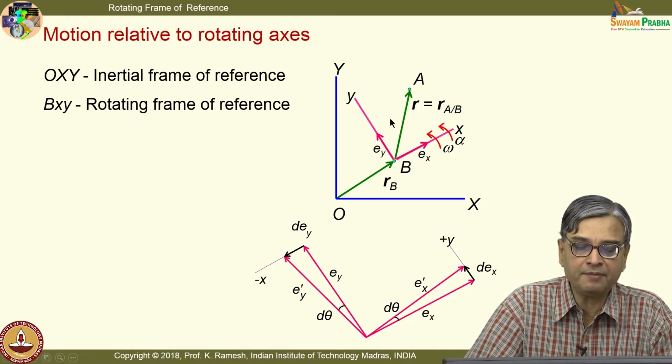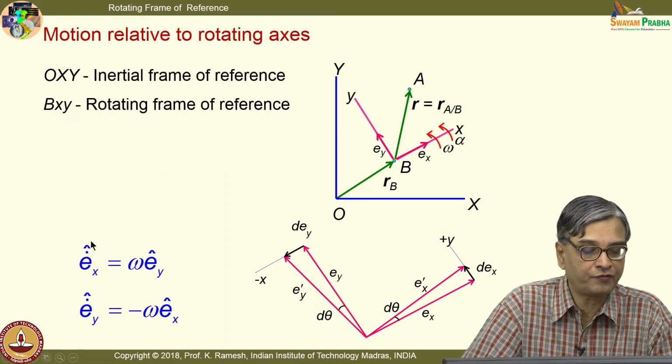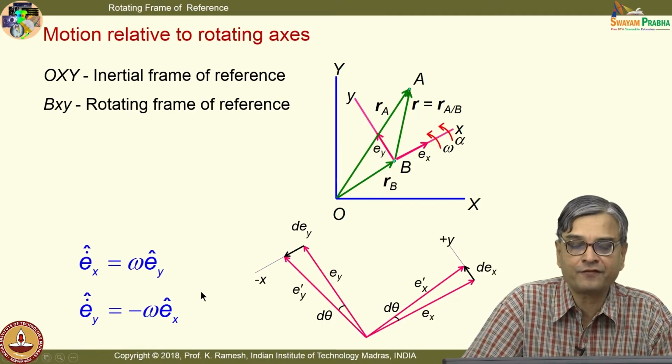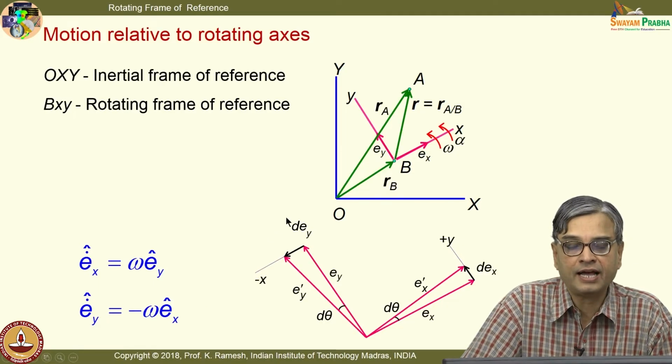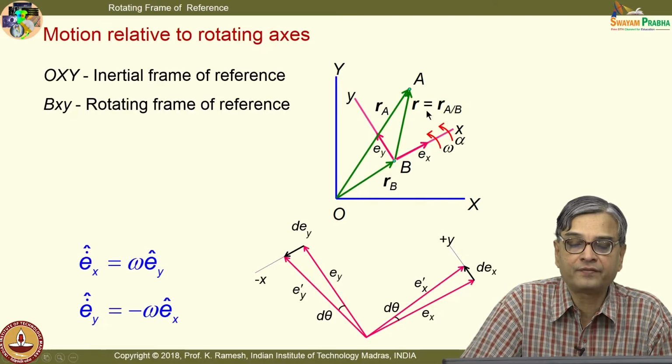And the moment I bring in the rotating frame of reference, I must also bring in the variation of E dot. So, E dot x becomes omega E y and E dot y becomes minus omega E x, which could also be written down in a different fashion. And I have the position vector for the point A given as R A, and you have the relative position vector R A with respect to B.